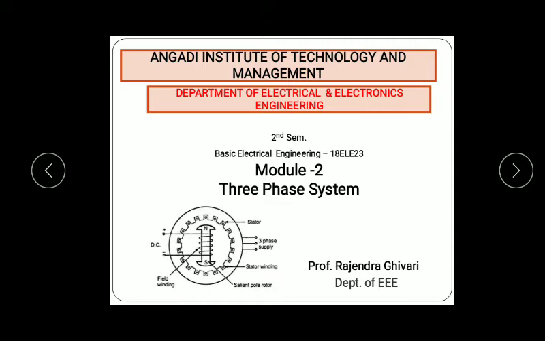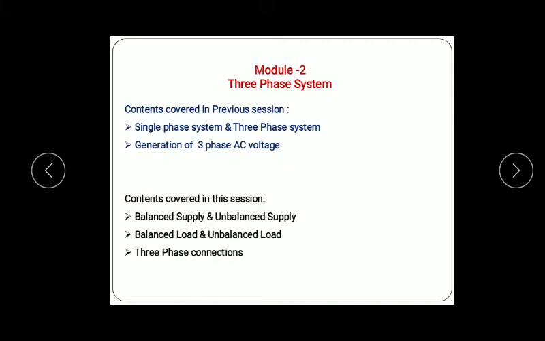In the previous session we had discussed the generation of three-phase AC voltage. What do we mean by a single phase voltage and a three-phase voltage? A single phase system consists of two conductors, one called the phase and the other called the neutral. The single phase system requires a voltage of 230 volt, which is used by residential houses or other small premises, at 50 hertz frequency.